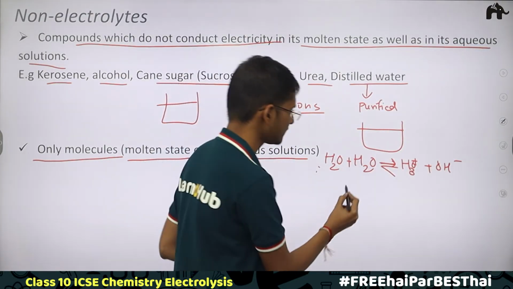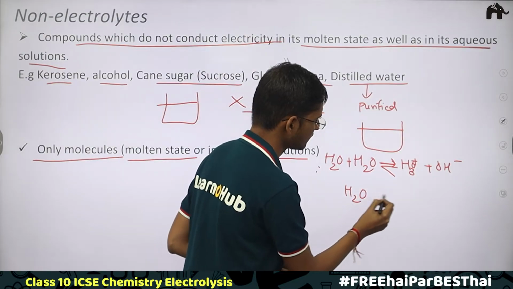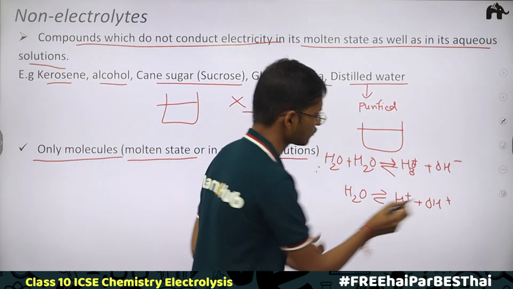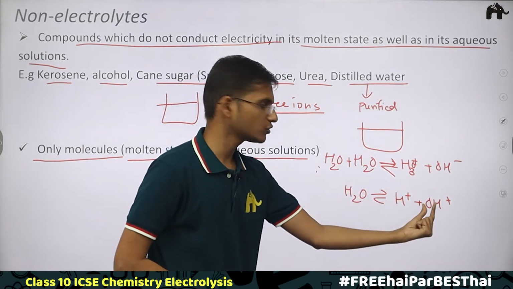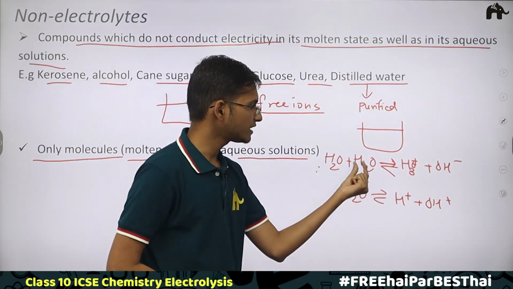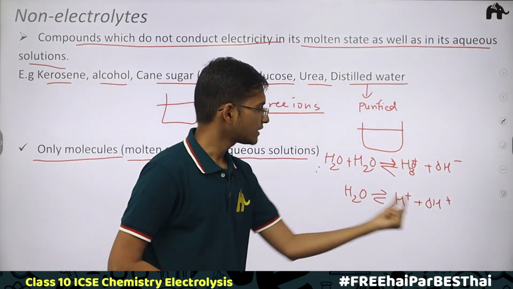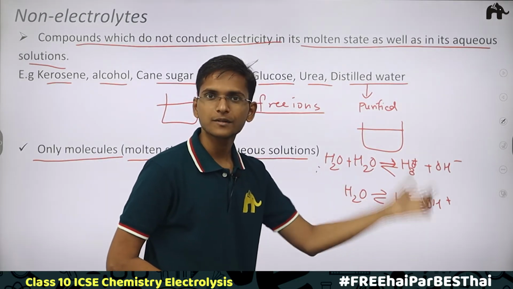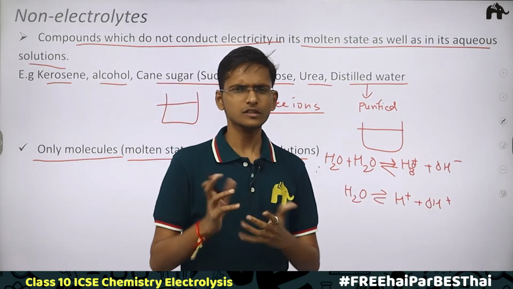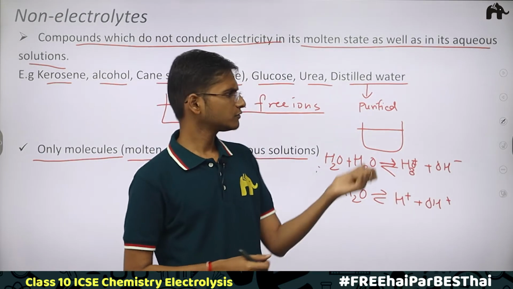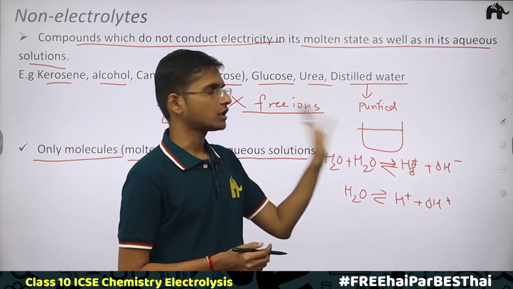So initially what I have written is water getting converted into H plus and OH minus ions. One of these water molecules is getting converted into H plus and OH minus, and these H plus ions stick to the other water, forming hydronium ions, and the rest remaining is hydroxide ions. So this we have seen. So water also gets ionized into its H plus and OH minus ions. Then how are you saying that it is not conducting electricity?